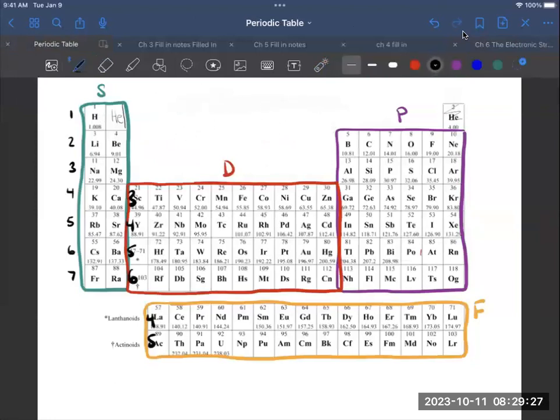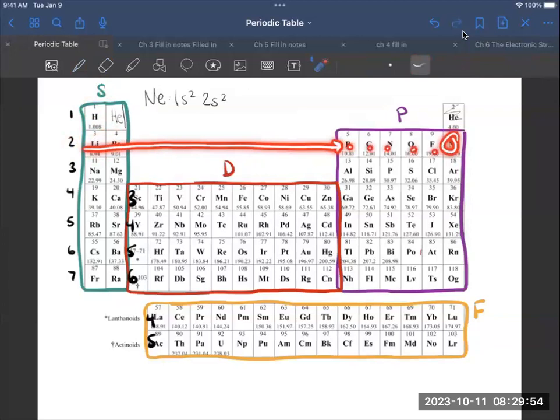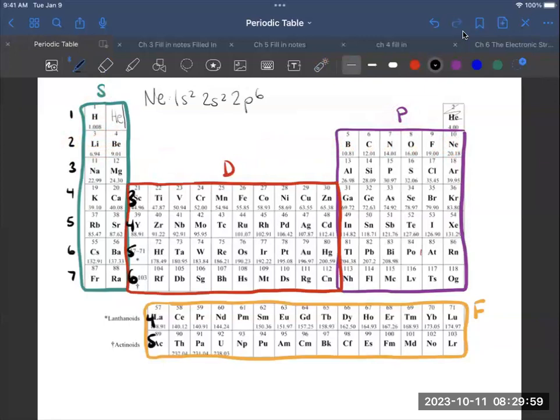Okay, neon has 10 electrons, and to get to all the electrons for neon, we're going to go through 1s2, and then 2s2, right? So 2. And then we're going to keep going through here, and to get to neon, we have to go through 1, 2, 3, 4, 5, 6 things in the P section. So it's going to be 2p6.